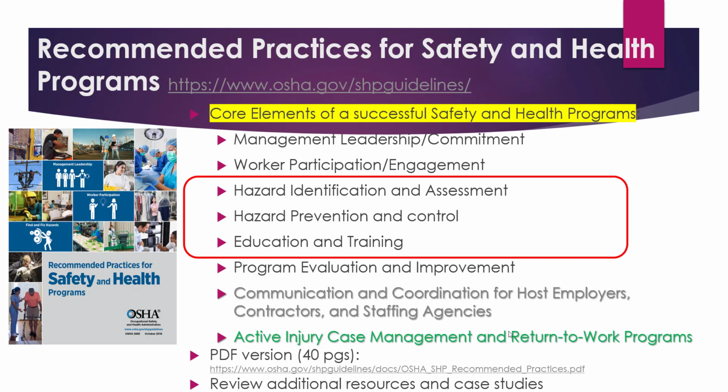I just want to go back real quick. This is from the week 1 lecture. I want to go back to how we got to where we are. This is the recommended practices for safety and health programs. If you remember this document, we talked about it in several different lectures, but it was introduced in lecture 1. The hazard identification and prevention education is pretty standard. It aligned with the ANSI standard on what safety professionals do. Then we went into what is management commitment, what is worker engagement, and program evaluation. Then I made a proposal, if you will, that an active injury case management or return to work program is very valuable. The document itself has communication and coordination for host employers, contract staffs, and staffing agencies.